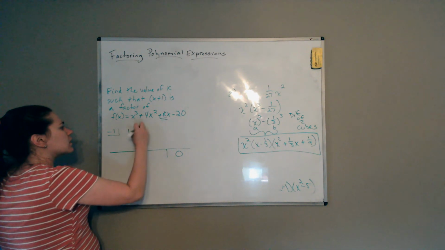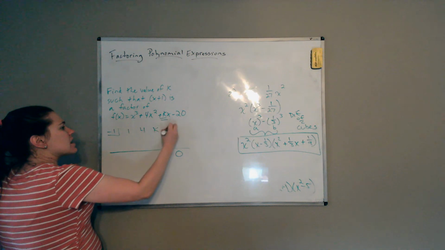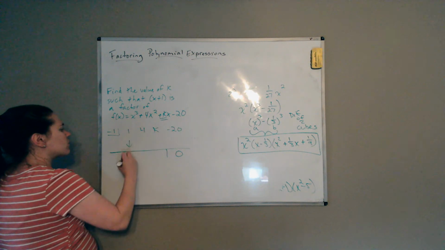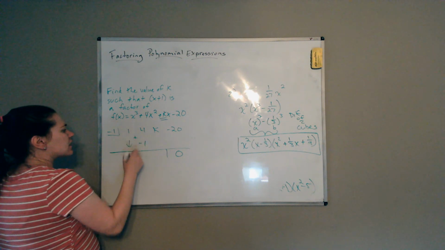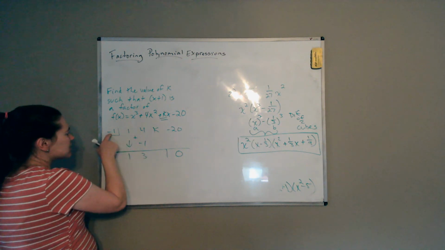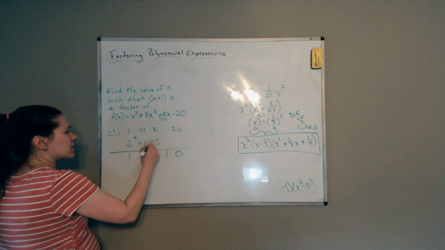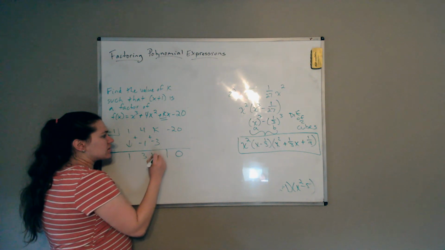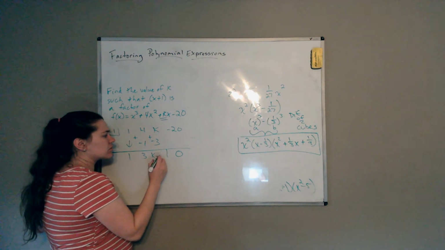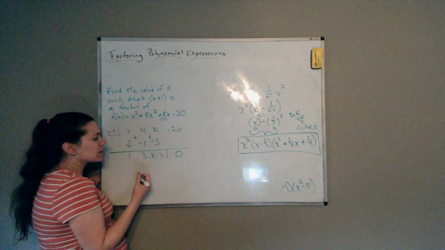So this would be 1, 4, k, negative 20. Bring down the 1. 1 times negative 1 is negative 1. 4 plus negative 1 is 3. 3 times negative 1 would be negative 3. K plus negative 3, you can't add that together. Okay, they're not like terms. So this would just be k minus 3.